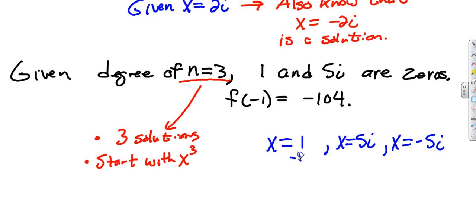So we're actually going to move this minus 1 back over here. So now we've got x minus 1 equals 0. This was a positive 5i, so we'll move it back over. So it's x minus 5i equals 0. This one we'll add it over, so it's x plus 5i.